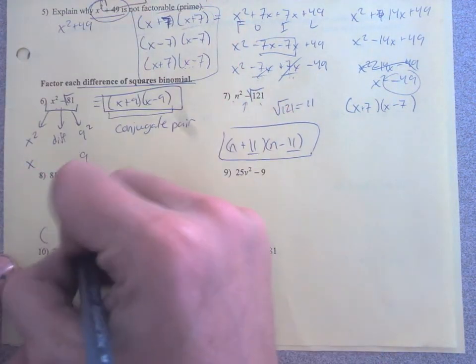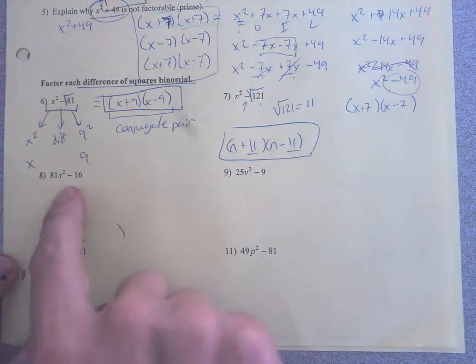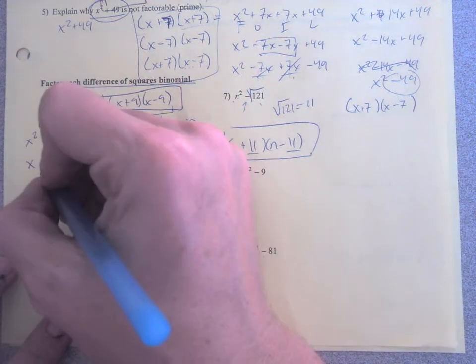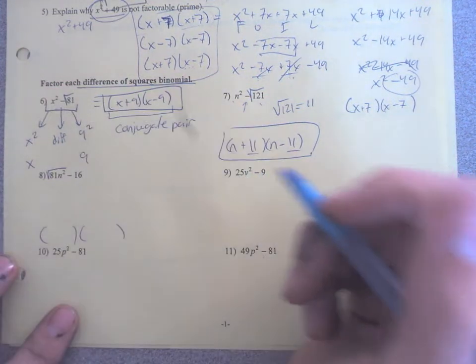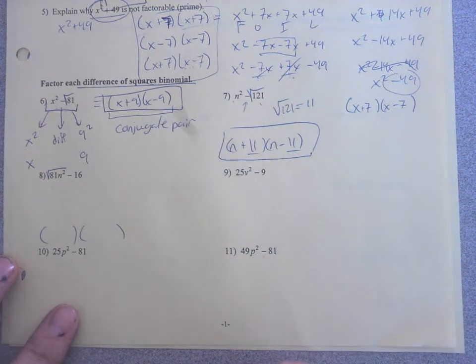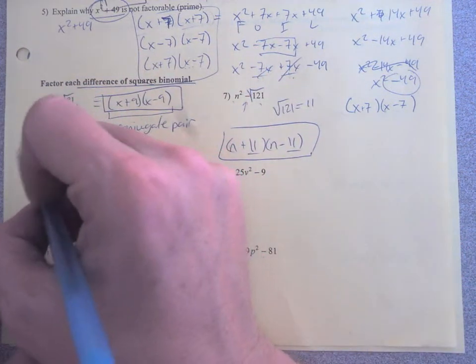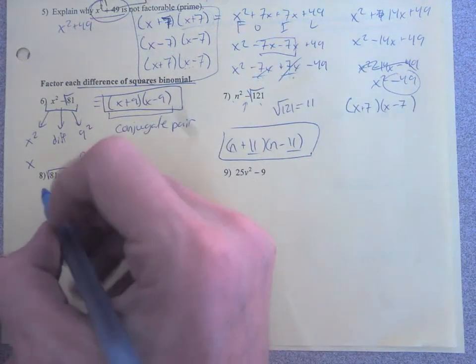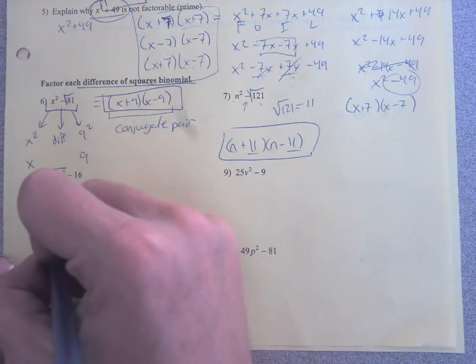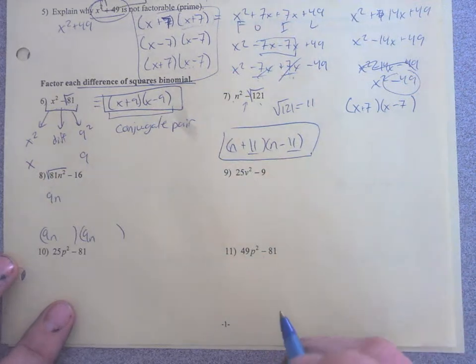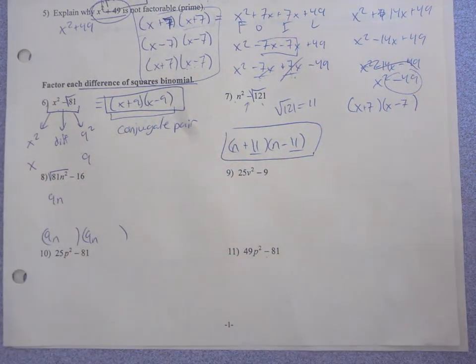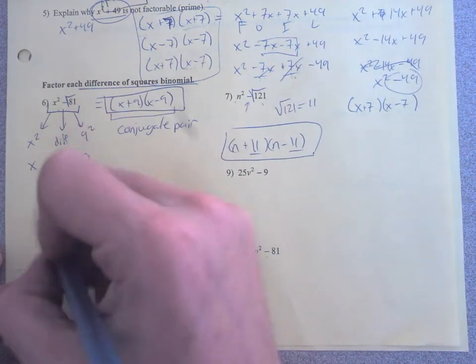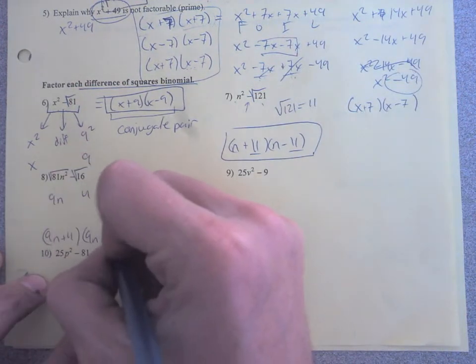So we still know we need a conjugate pair because this is a difference of squares. We just got to figure out what squared is 81n squared. So we're just going to take the square root of it. The square root of 81 is 9. The square root of n squared is n. And so this is the first puzzle piece that I need, a 9n. That's one of the building blocks of my conjugate pairs. The other one I need to do, take the square root of 16. That's going to give me a 4. All right, so I have a plus 4 and a minus 4.